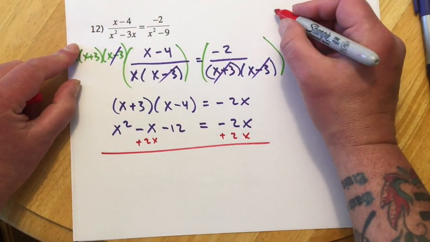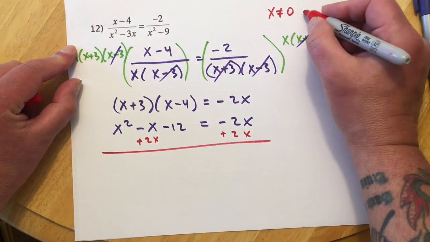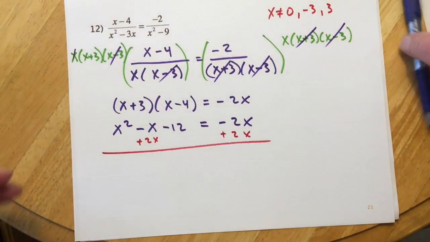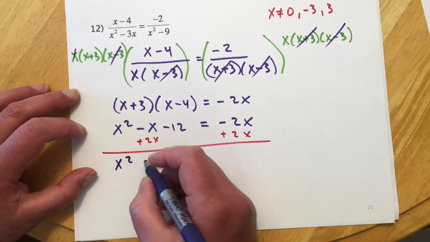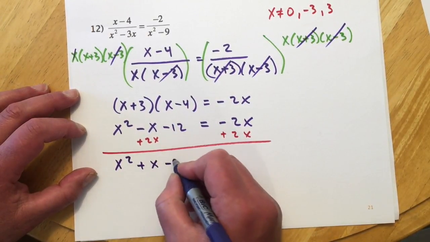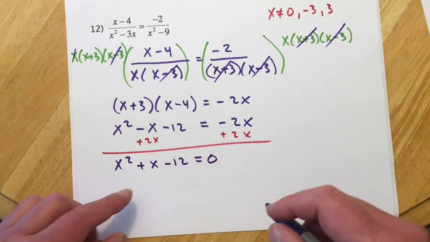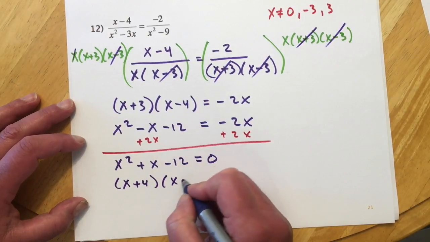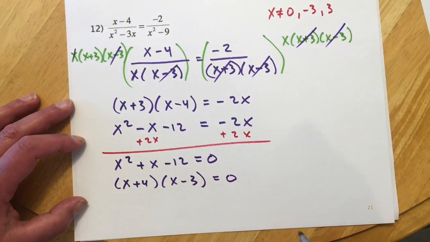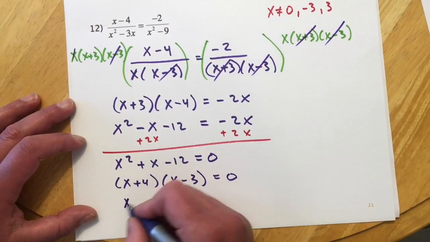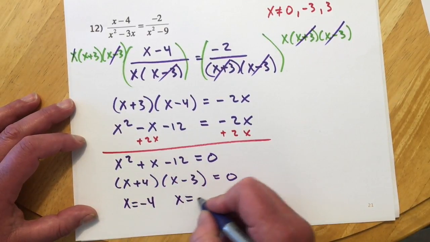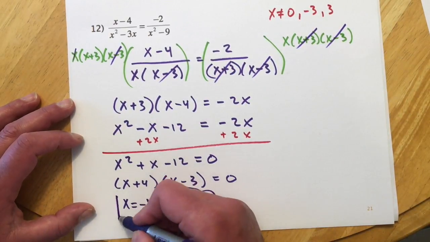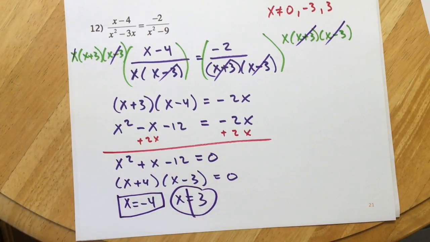And how about while I have the red pen out, I'll point out x cannot be 0, negative 3, or 3. And then I come down here, x squared, that'll be plus x minus 12 equals 0. And then factoring, I'm going to get x plus 4, x minus 3 equals 0. Yep. And so x equals negative 4, or x equals 3. But back here we got x doesn't get to be 3, so this is extraneous, and that one is the real solution.